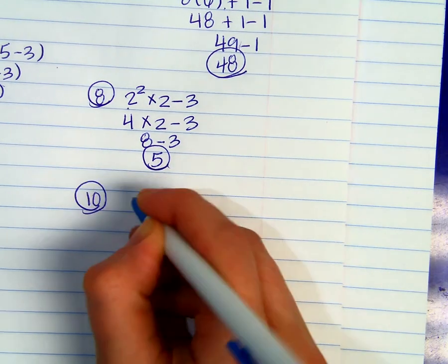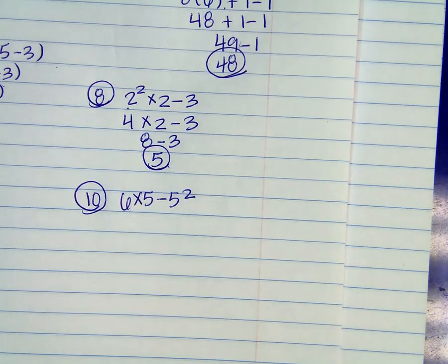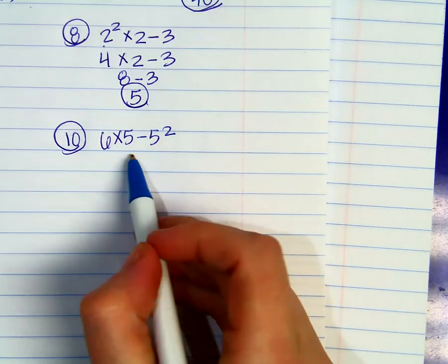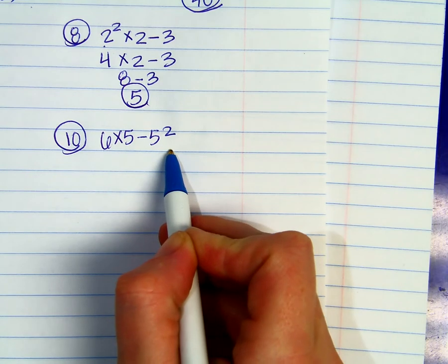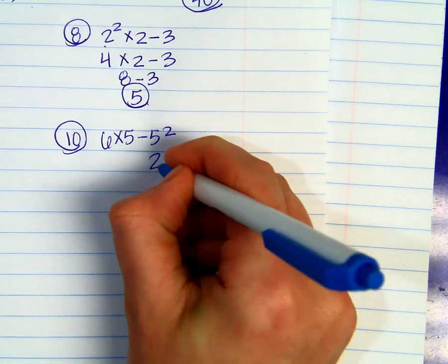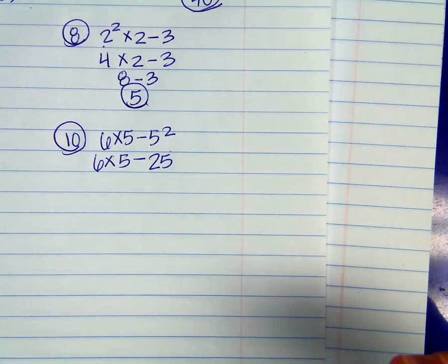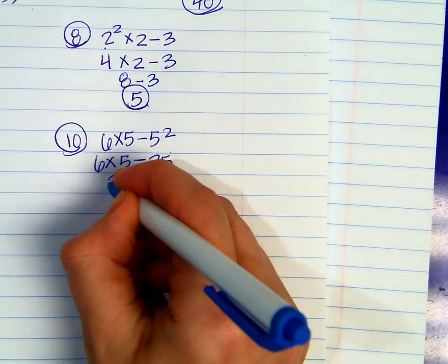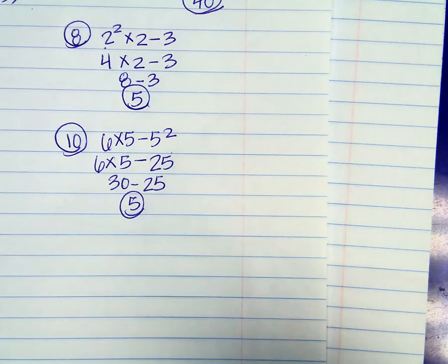Number 10. We have this problem. No parentheses, but you do have the exponent, so we do 5 squared first, which means 5 times 5. It's going to give us 25, bringing everything else down. We do multiplication before subtraction. 6 times 5 is 30. Bring down the minus 25, and then compute 30 minus 25, which is 5.